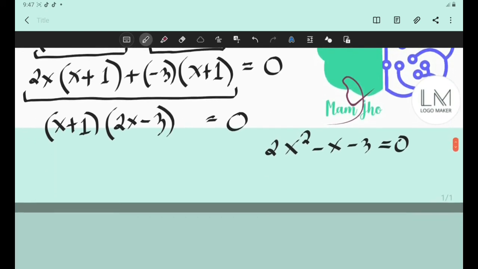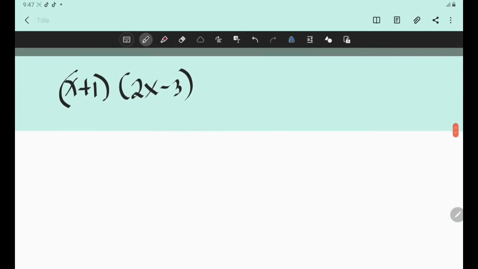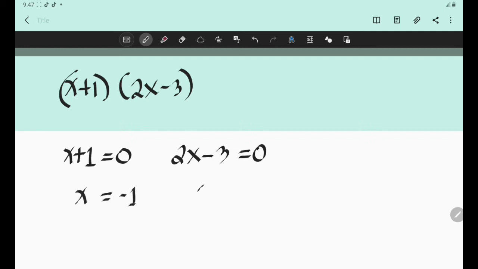Now, dahil sa factor natin, again, we have x plus 1 and we have 2x minus 3. So, ang factor natin na una ay x plus 1. Equate natin siya kay 0. Then, also, we have 2x minus 3. Equate natin siya kay 0 for us to solve for x. So, x is equal to negative 1. We have here 2x is equal to 3. So, x is equal to 3 halves.